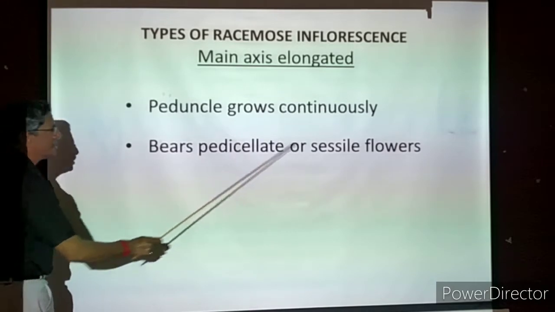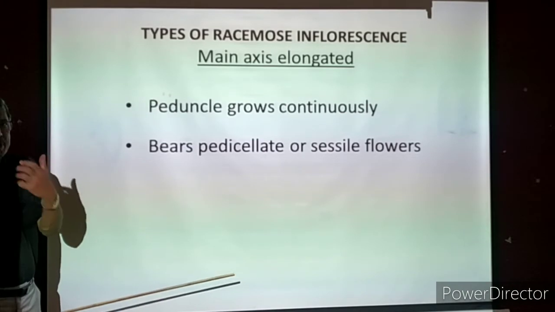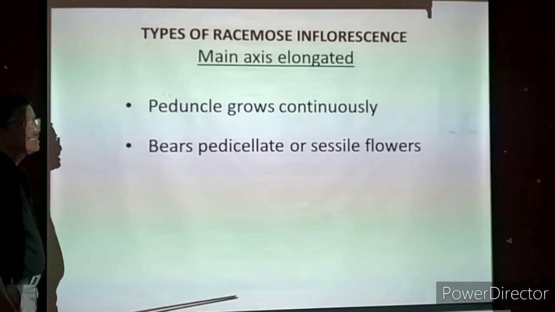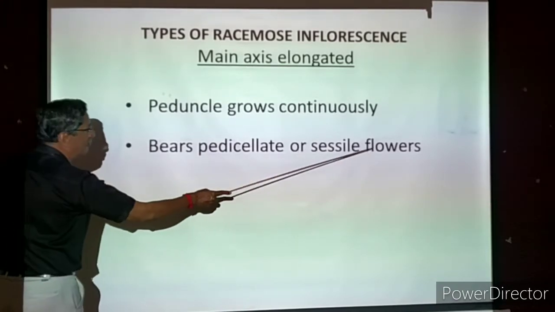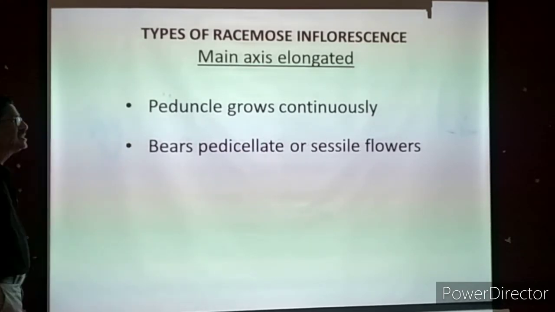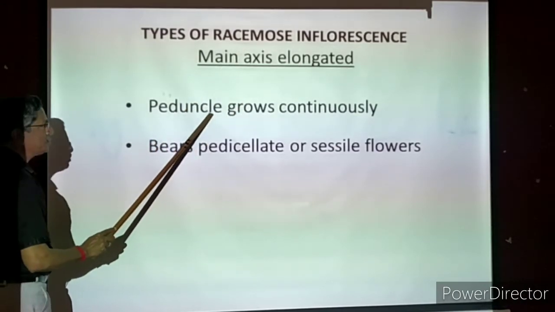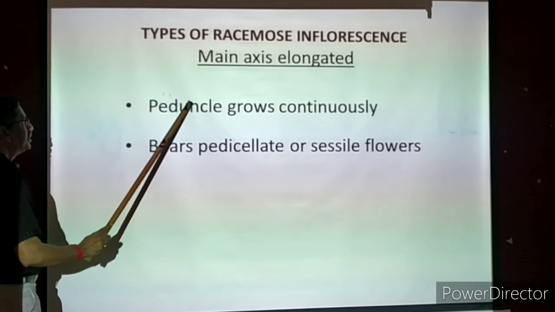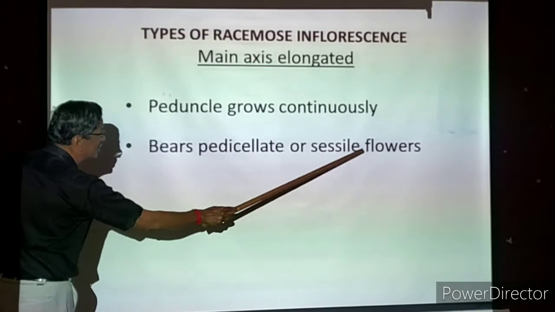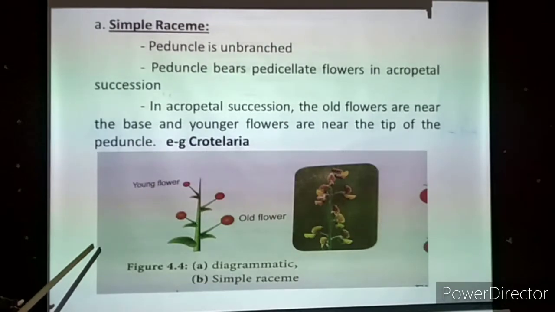Now sometimes the flower present in the inflorescence will not have the stalk. The flower base is directly attached to the peduncle. That type of flower we call a sessile flower. That means the flower without pedicel. So in the racemose inflorescence, the first main point is the peduncle is growing continuously. Second, the peduncle is bearing pedicellate flowers, that is flowers with a stalk, or sessile flowers, flowers without any stalk. These are 2 characters, but we are going to study much more detail.